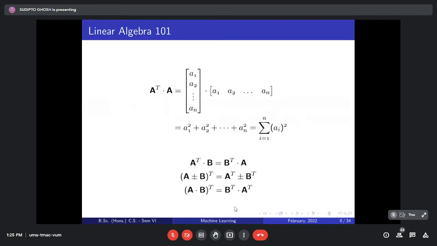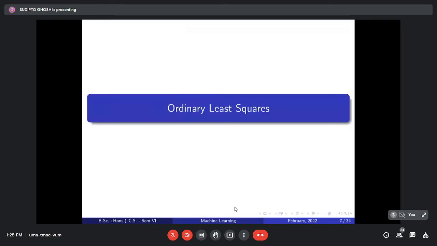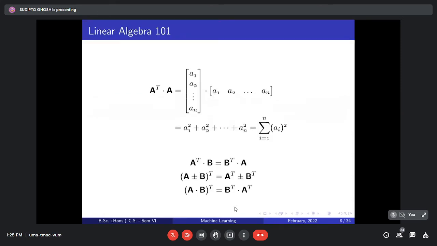This ordinary least squares method needs us to understand some basic linear algebra, the matrices and the operations. So just a quick refresher: if A is a row vector, A1, A2 up to An, and we multiply it forward with its transpose, we will have the square of all the terms summed up. That will be the sum of the squares effectively. I'm just representing it in this way.